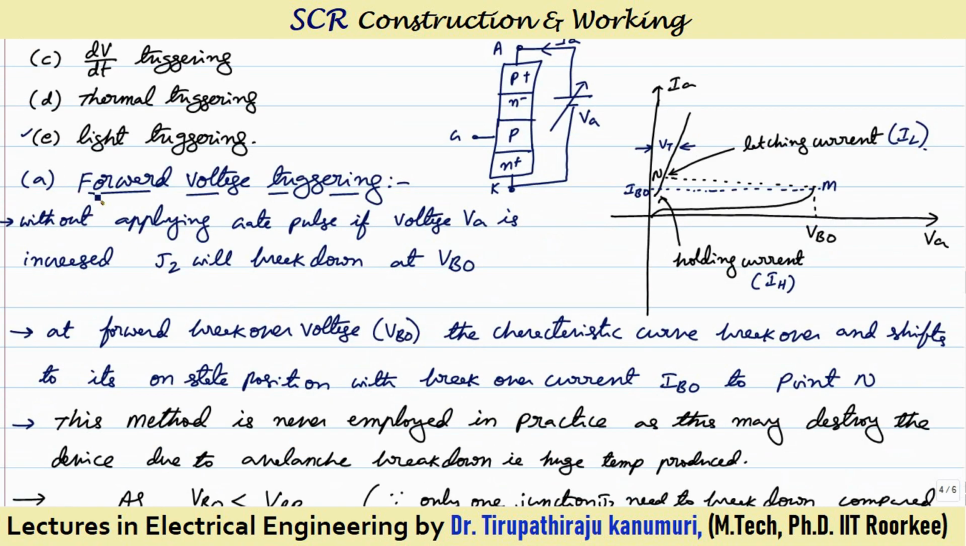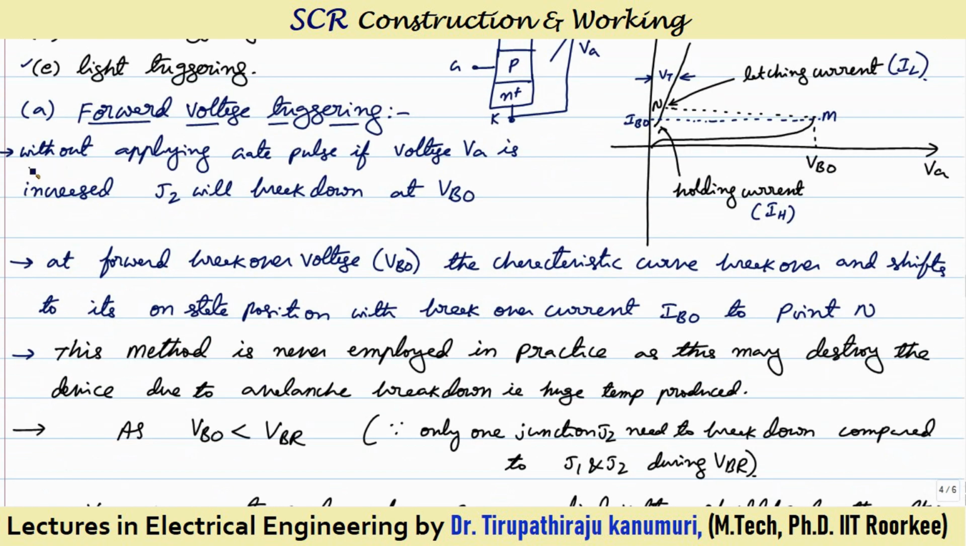Now first I am just going to revise the forward voltage triggering. We have already discussed it; I am just summarizing the important points here. Without applying the gate pulse, if the voltage VA is increased, junction J2 will break down at the forward breakover voltage given by VBO. At forward breakover voltage, the characteristic curve breaks over and shifts from the point M to N, because at this point M the current is equal to IBO. It is shifting from the current IBO to another current called the latching current. That's why it is called breakover, because the characteristic is breaking over.